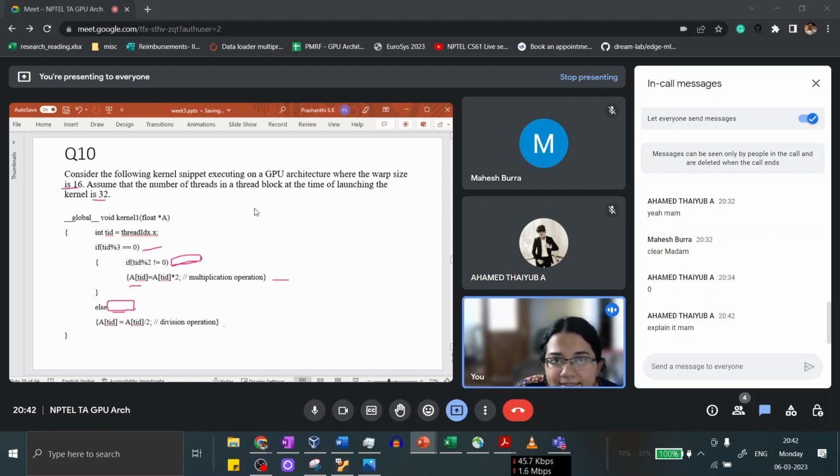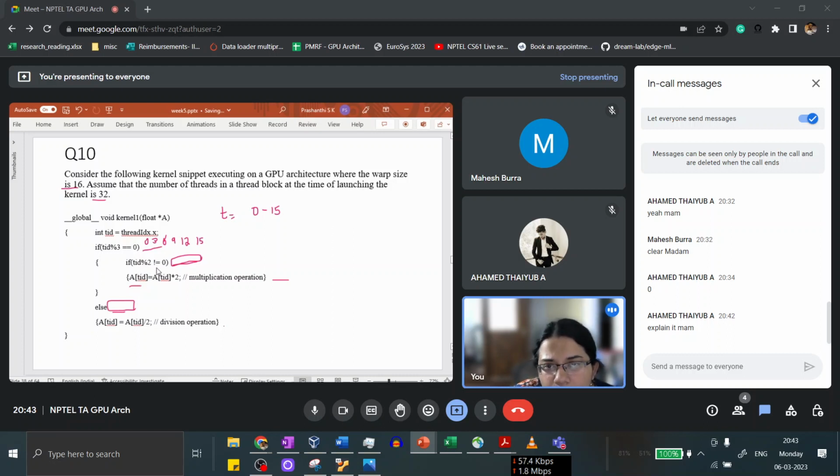So warp size is 16, which means your thread IDs go from 0 to 15. Now, if thread ID mod 3 equals 0, which threads would come here, right? Whatever is a multiple of 3 would come here. So this 0, 3, 6, 9, 12 and 15 would come here.